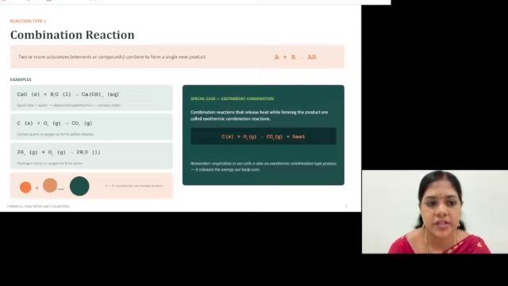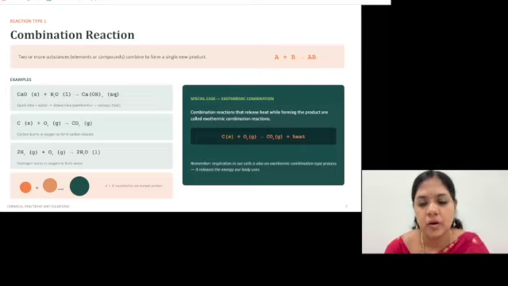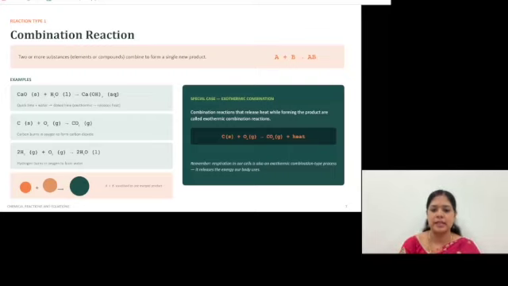So here there is a special case. Combination reactions that release heat while forming the products are called exothermic combination reactions. Okay, carbon and oxygen reacts to give carbon dioxide and heat. Remember, respiration in our cells is also an example of a exothermic combination type of reaction. It releases energy which our body uses. So simply you remember, A plus B gives rise to AB. Understood? So let us move on to the next one.